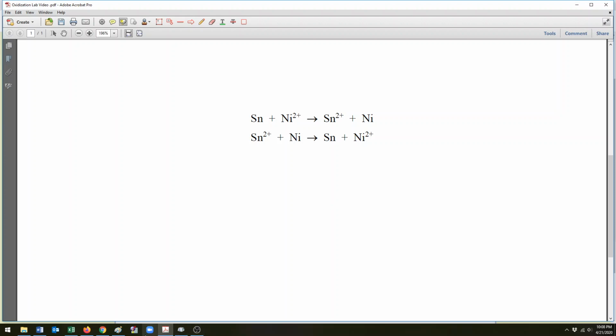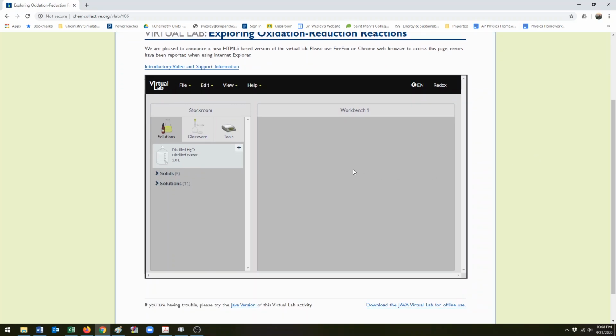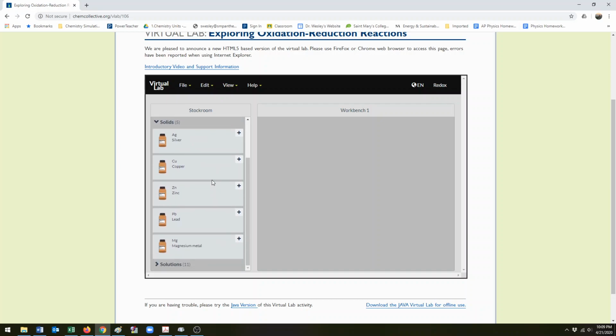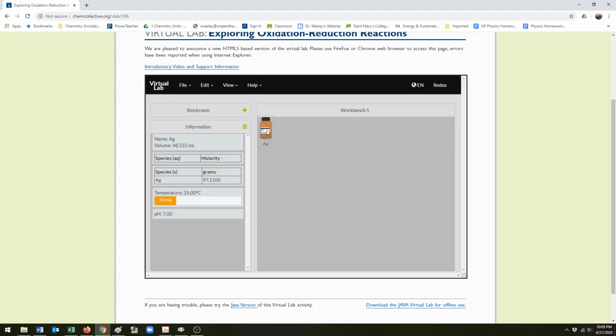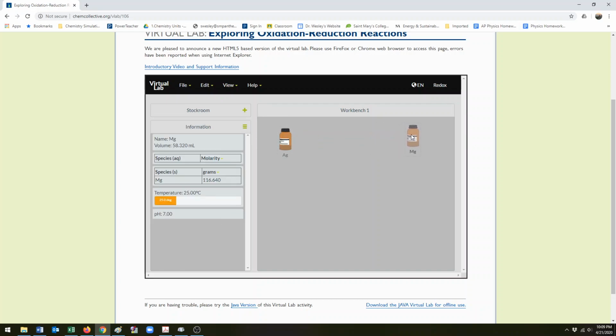So how does this actually show up in the laboratory? Well, let's go take a look at the simulation that you're going to be using in order to actually perform this lab. We have the same basic types of materials that we've had before. We're really going to be focusing on working with solid powdered metals, and you can see there are 5 of them. We've got silver, copper, zinc, lead, and magnesium. For what I'm going to do, I'm just going to use some silver, and I'm going to pick out magnesium.